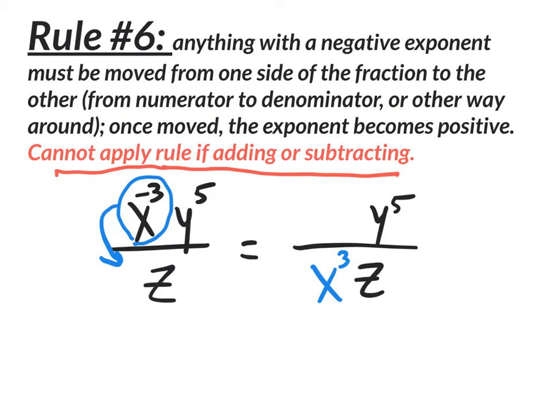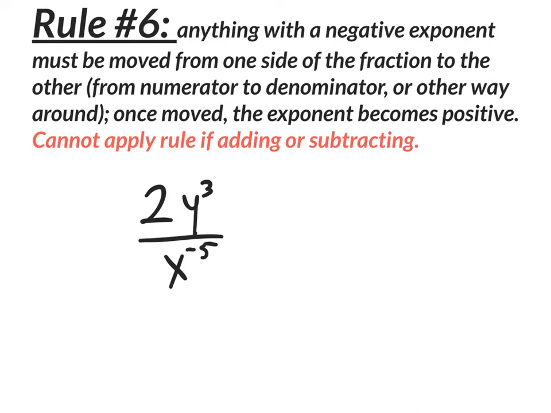Let's try another one. Right here we have 2y to the third as a numerator and x to the negative 5 on the denominator. So what we're going to do is simply take that x to the negative 5 and move it up, and it's going to become x to the positive 5. Now notice that I'm drawing an arrow between the 2 and the y because you want to set it up in alphabetical order, x, y, and a z at the end if you have a z.